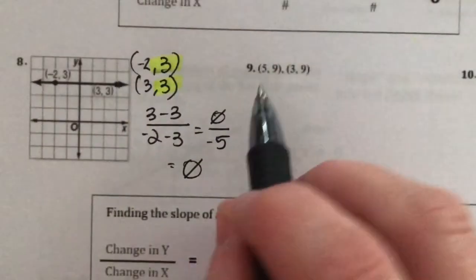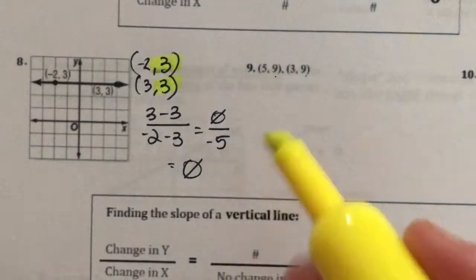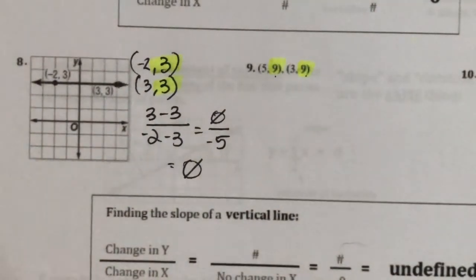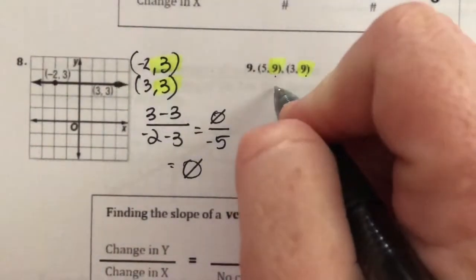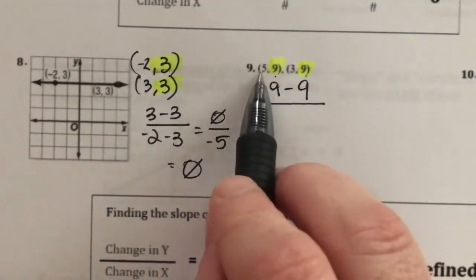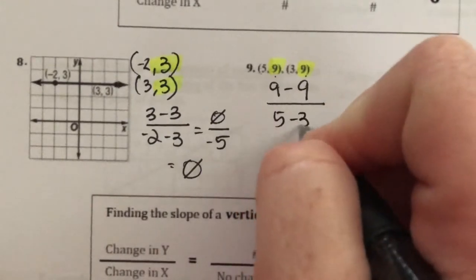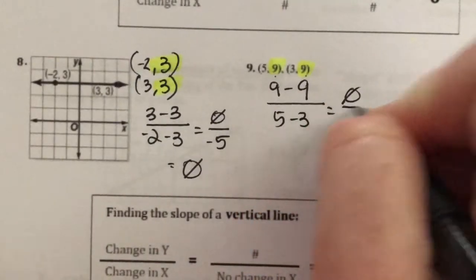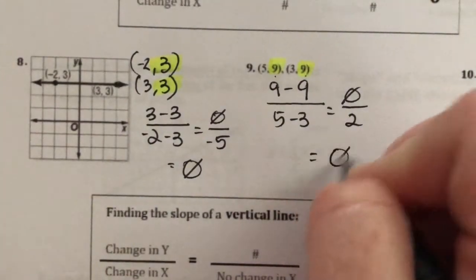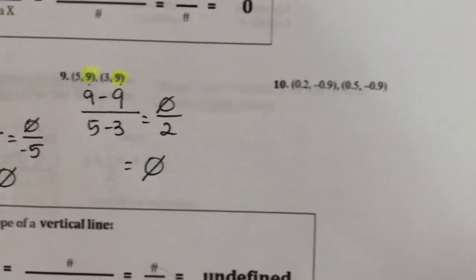Same thing here. The y values are the same, so we know this is going to be a horizontal line when the y values are the same. So on the top of our slope formula, y minus y, I'm going to have 9 minus 9, which is going to be 0, right? On the bottom, it doesn't matter which order I do it in. I'm going to do 5 minus 3, 0 over 2, and 0 divided by anything is just 0, right? The slope of a horizontal line is always 0.